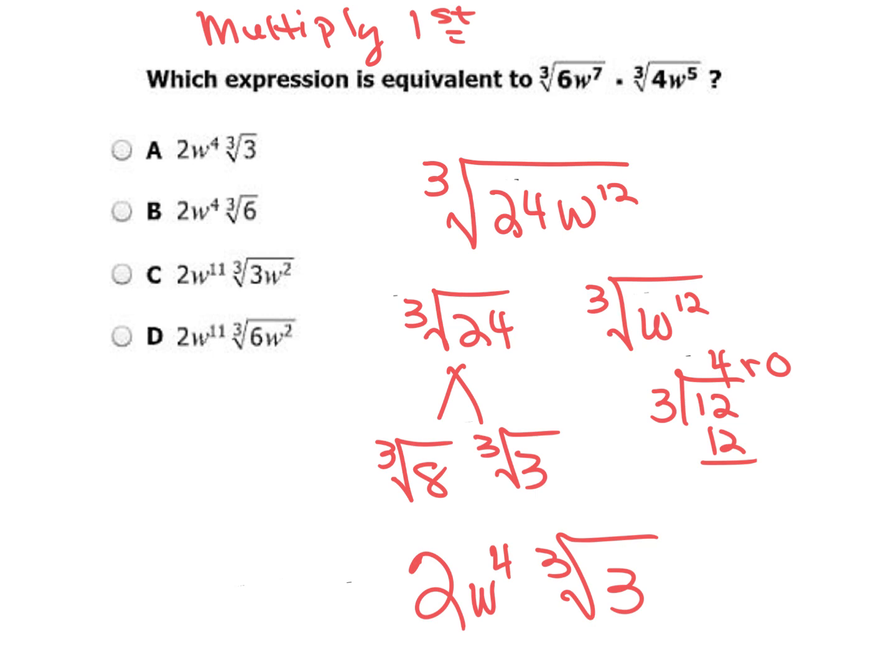I break down the cube root of 24 as the cube root of 8 times the cube root of 3. And when I simplify that, that becomes 2 times the cube root of 3. I now do my variable by doing the division. 3 will go into 12 4 times. I have a remainder of 0, which tells me that I'm going to have w to the 4th power outside the radical, in front of the radical, and I have no w's inside.